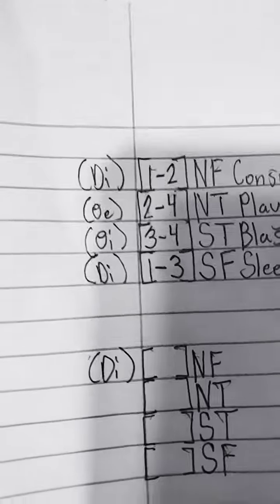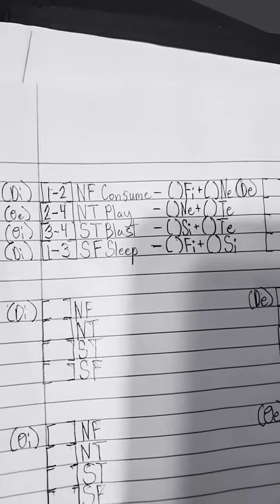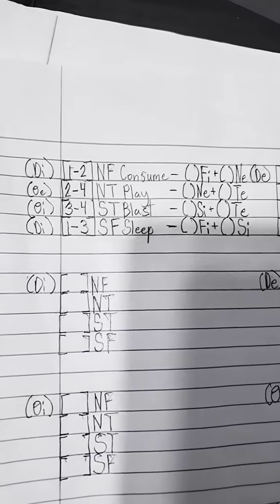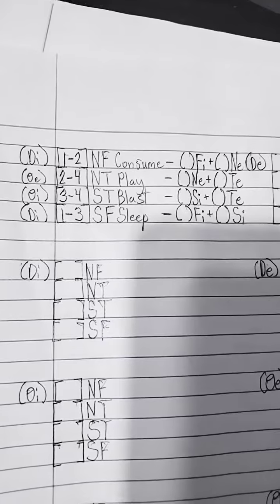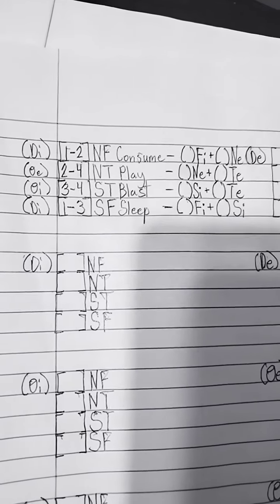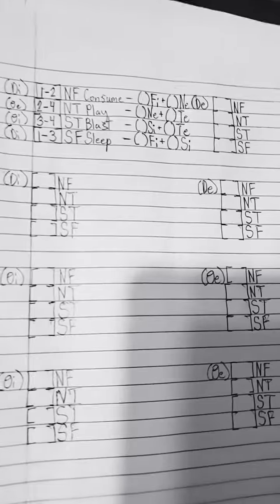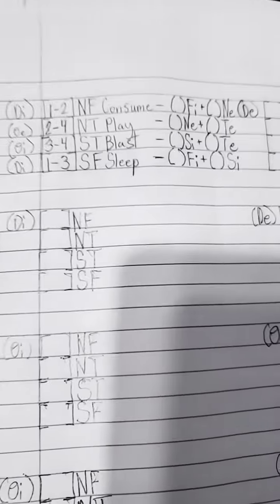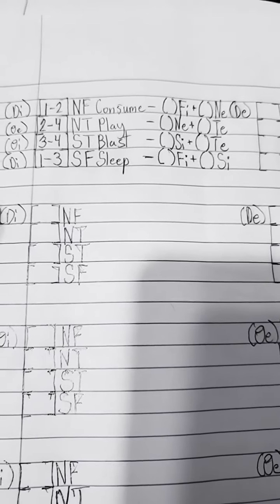Let's write it out. So writing it out, it's DI 1 to 2 NF consume, OE 2 to 4 NT play, OI 3 to 4 ST blast, and DI 1 to 3 SF sleep. So how do we continue writing out this animal function temperament? Well, we know, since this is the consume and blast axis, that this is going to be the sleep and play axis. So if this is sleep or play, then we're talking about DI 1 to 2 or DI 1 to 3. So we can write this out.